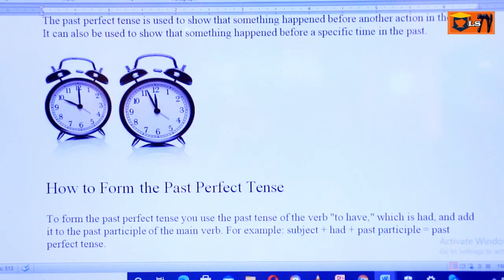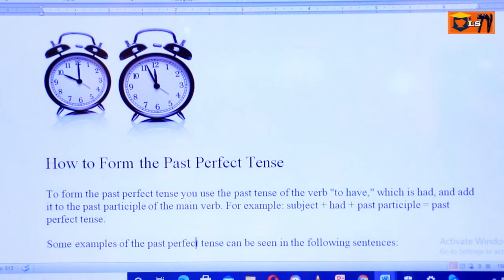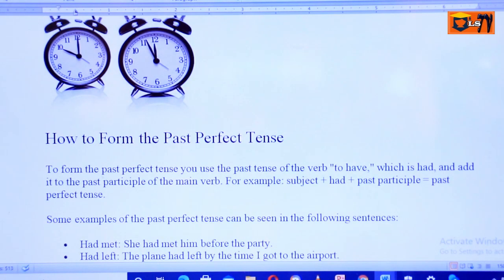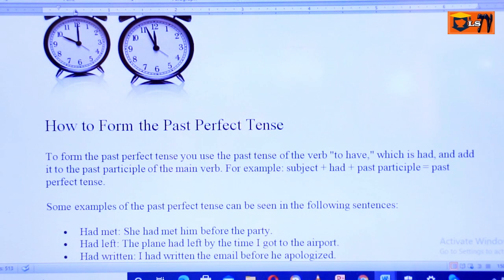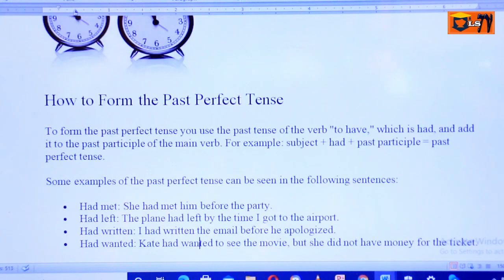Now, let's go on and look at how to form the past perfect tense. To form the past perfect tense, you use the past tense of the verb to have, which is had, and add it to the past participle of the main verb. For example, subject plus had plus past participle equals past perfect tense. Let us look at some examples of the past perfect tense, which can be seen in the following sentences.